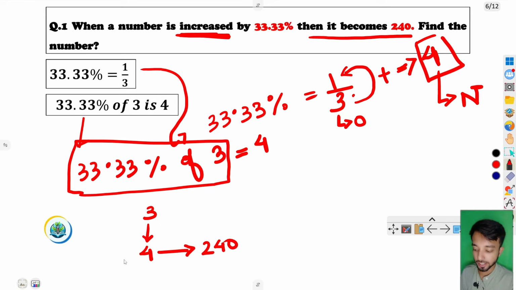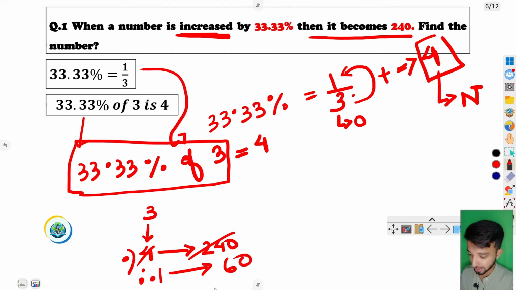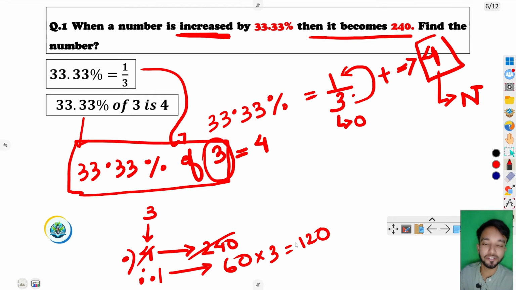According to the question, 4 is equal to 4%. 4 is equal to your 240. So therefore 1 will be equal to 240 divided by 4. How much will we get? 1 will be equal to your 60. But initially we assumed the original number to be 3, so we need to multiply this by 3. So we'll get 120. I know you're confused.